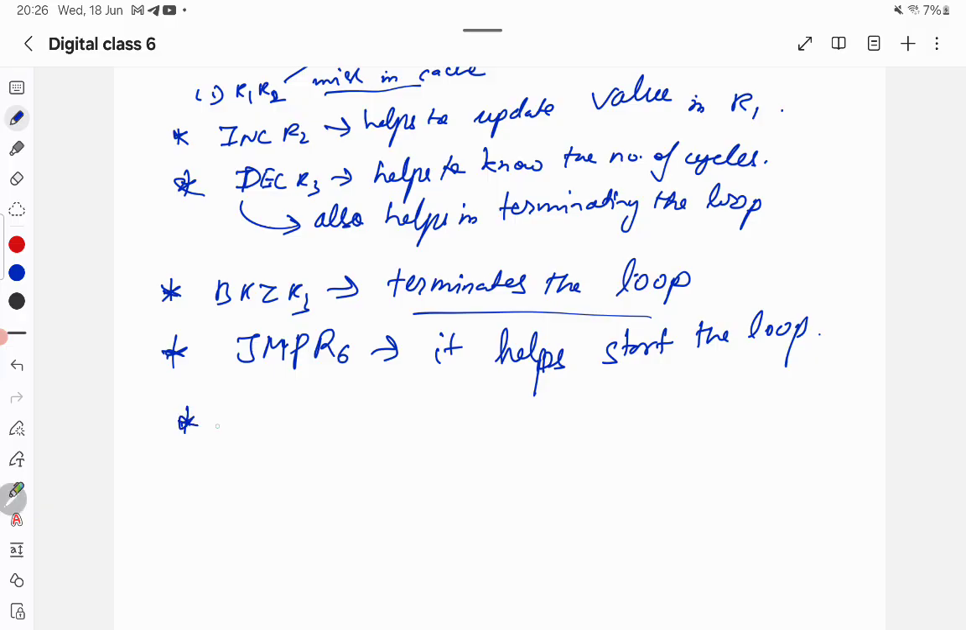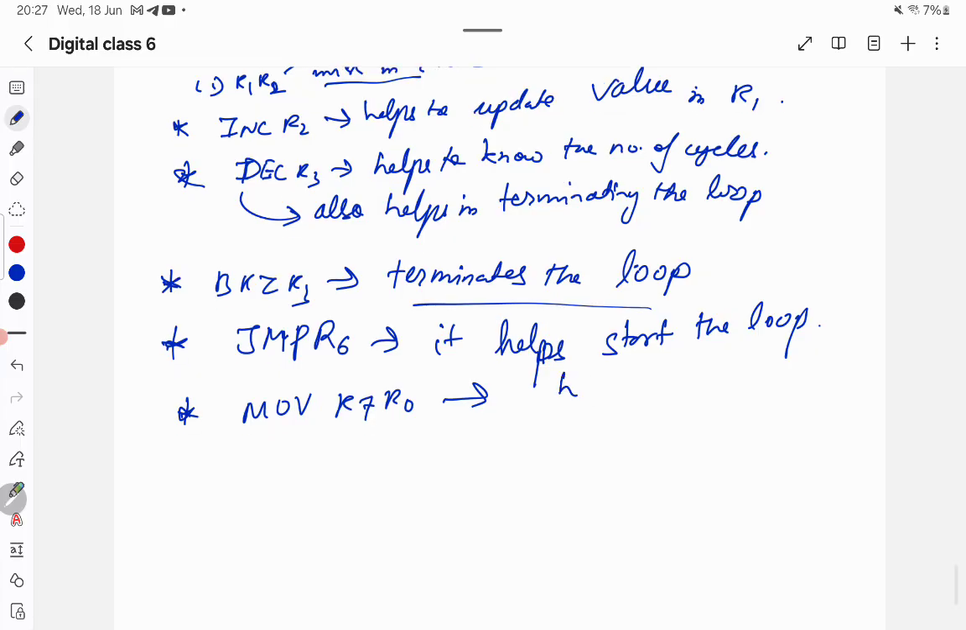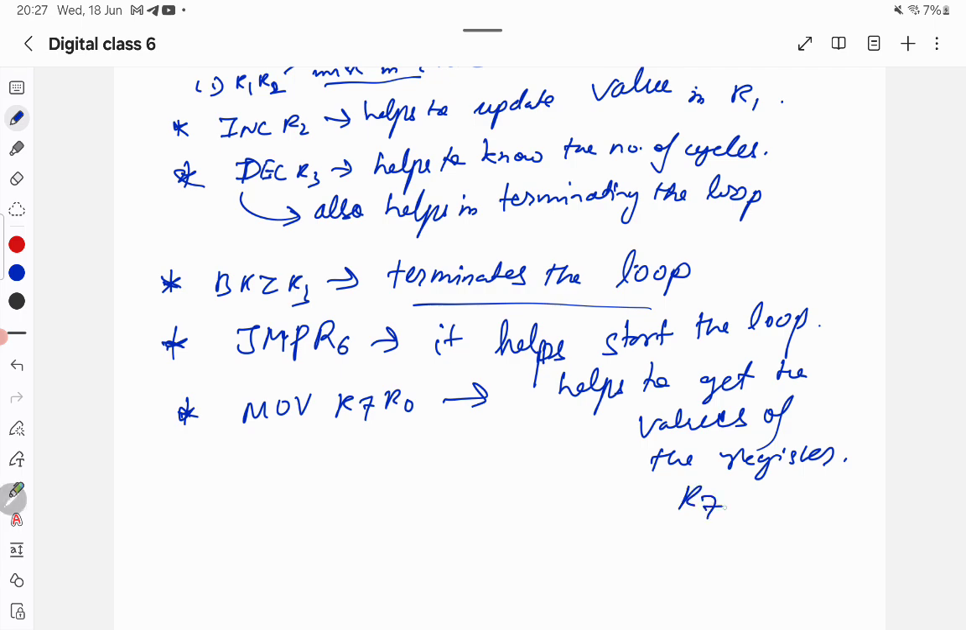And the last one, explain everything. Move helps to get the value of the register R7. Register is the storage element. Register is the element which stores the data, like stores values like 82, 5, 6, just number values.